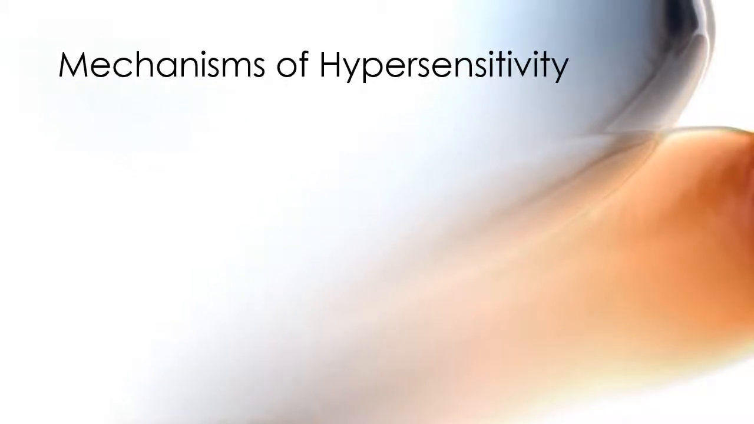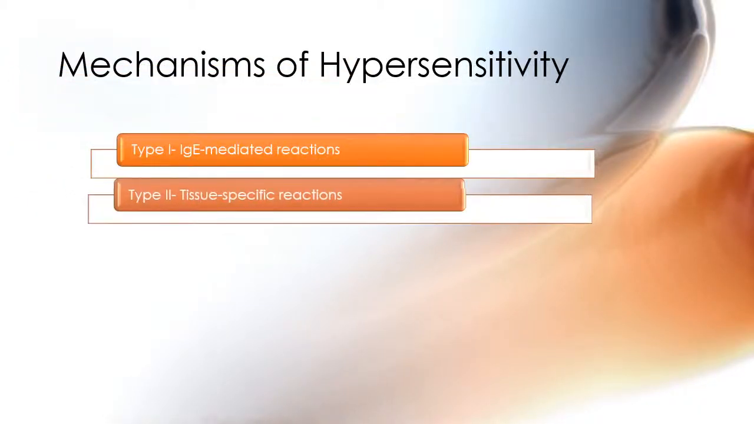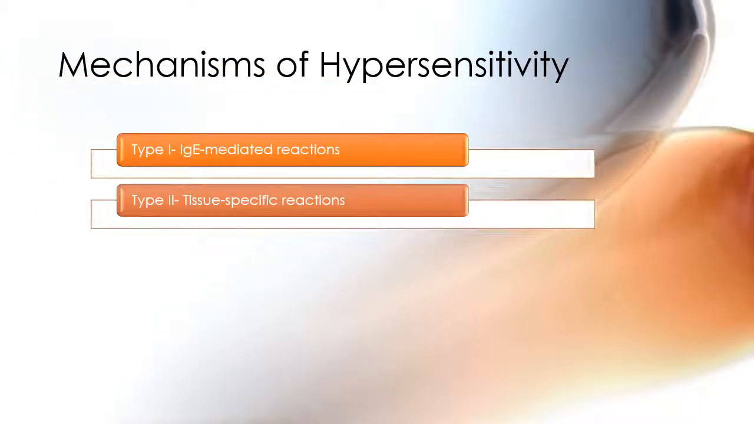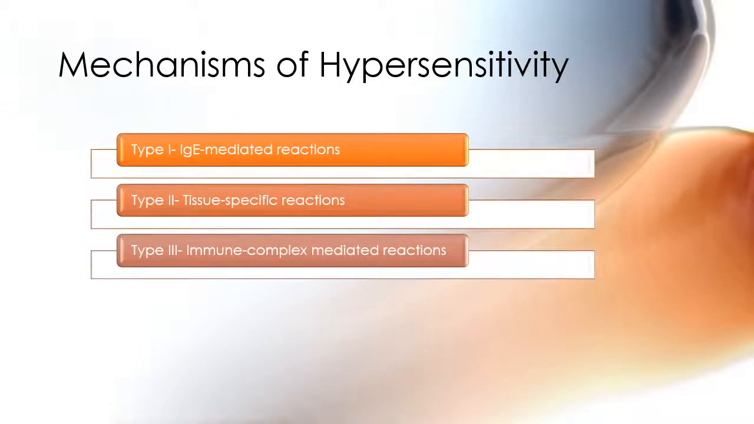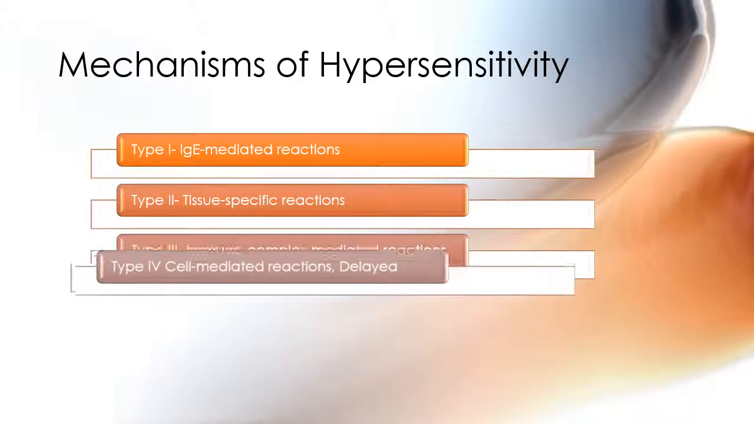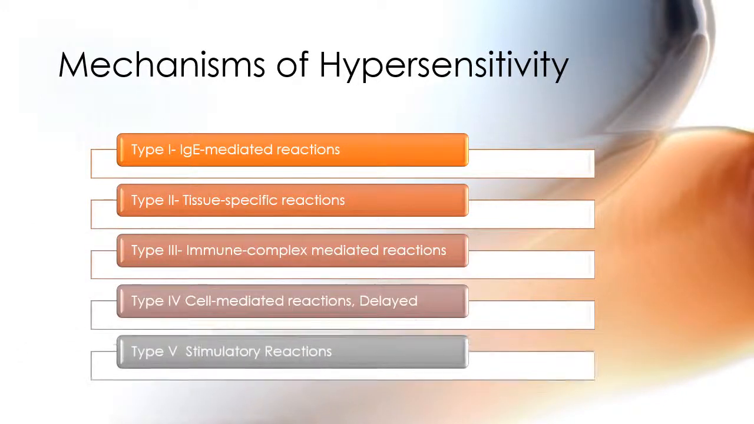So let's discuss the mechanisms and types of hypersensitivity. We have type 1, immunoglobulin E mediated reactions. Type 2, tissue-specific reactions. Type 3, immune complex mediated reactions. Type 4, cell mediated reactions. This is more of a delayed reaction. Then we have type 5, stimulatory reactions. We will discuss each type in detail.